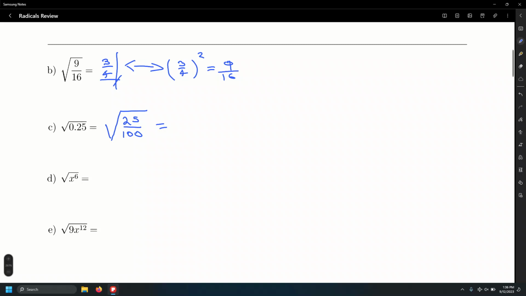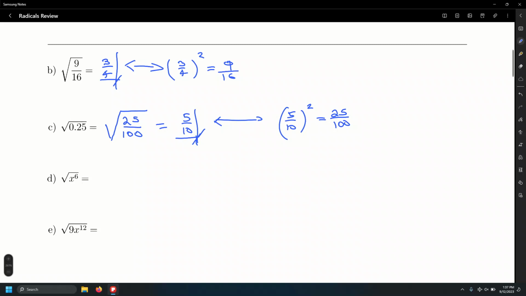0.5, 5 over 10. And that's because 5 over 10 quantity squared equals 25 over 100, right? So again, if you're having a hard time computing a square root, always think, okay, we're looking for a number whose second power equals whatever quantity we have inside of the radical symbol, that is the radicand. All right, let's put variables in now.